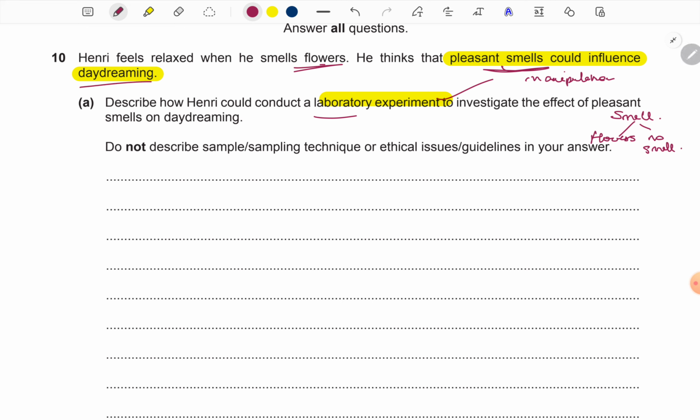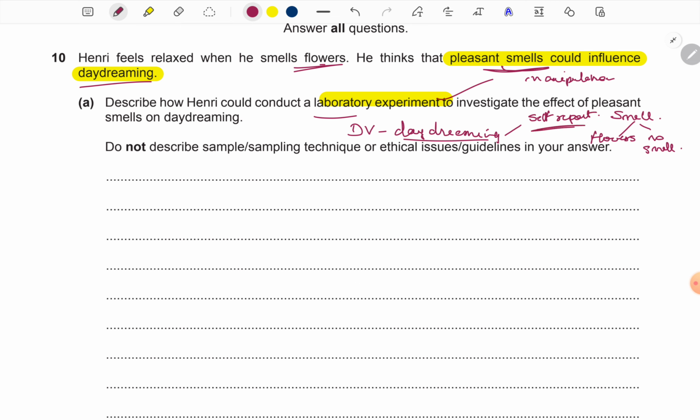The DV is daydreaming. Now, it's not absolutely necessary, but it is understood that you will have to operationalize the DV somehow. Even if you don't write explicitly, this is how I'm operationalizing, it is expected that somewhere in the procedure you will mention how you're measuring the DV. That's a very key point. So when I'm planning, I like to think about how I will know whether participants are daydreaming. How can I find out? I think self-report is best, according to me.